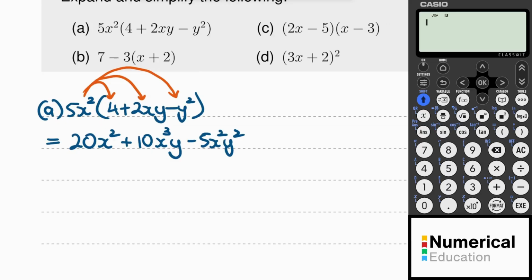So we're just using our distributive law to expand each of those terms inside the brackets there. All right? I might just get rid of these arrows now so it doesn't look too messy. So just bear with me for a quick moment. Let's move on to part B then.